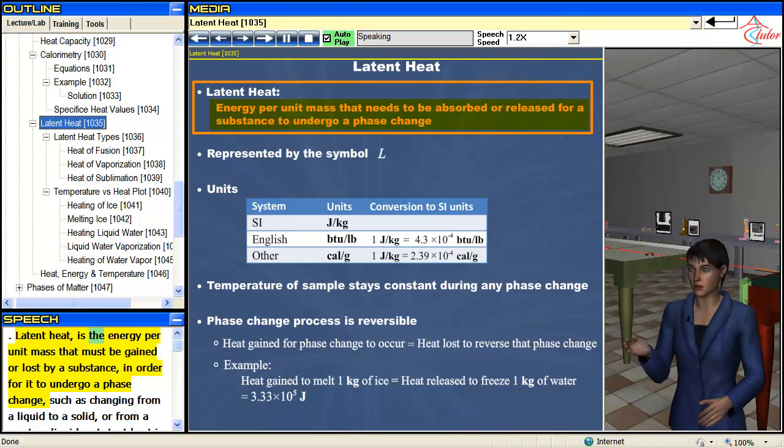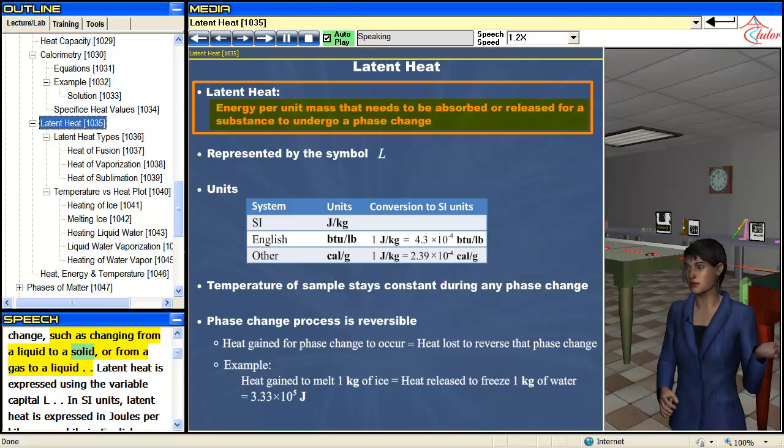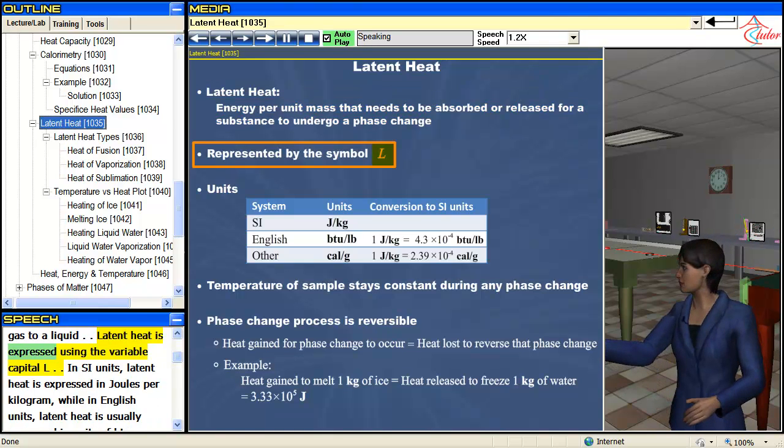Latent heat is the energy per unit mass that must be gained or lost by a substance in order for it to undergo a phase change, such as changing from a liquid to a solid, or from a gas to a liquid. Latent heat is expressed using the variable capital L.